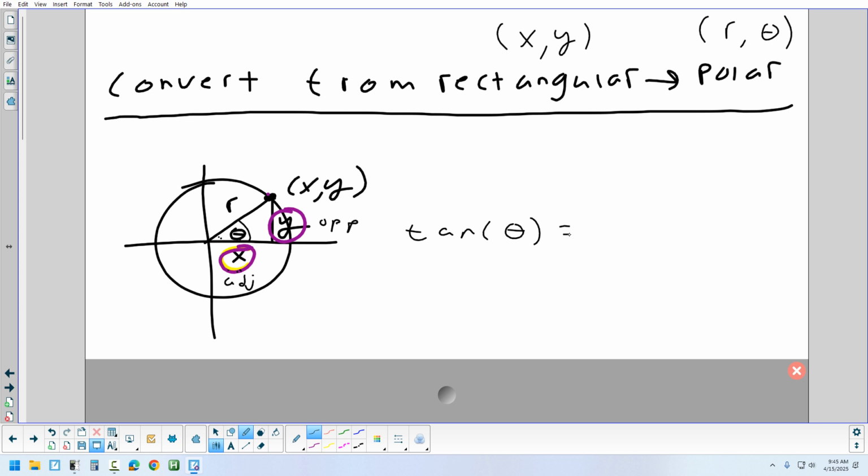Y over x. Now that's not exactly what we want. We want theta. We don't want tan theta. So what are we going to do to get a formula for just theta? Take the inverse tangent of both sides.